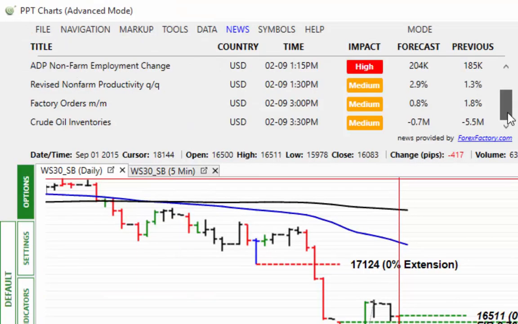Nothing at 3 p.m. Factory orders month on month. That's the only thing. That's to show a drop as well. Purchasing orders down in China yesterday as well, which is what moved the market lower. The market's certainly going lower.